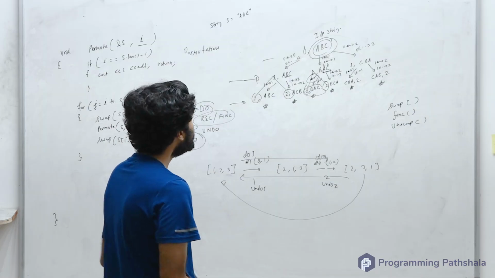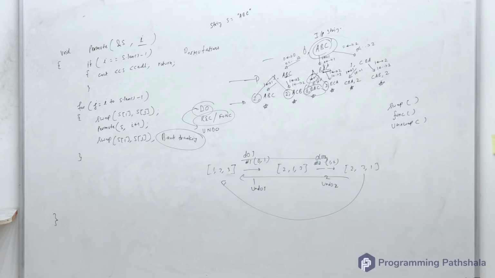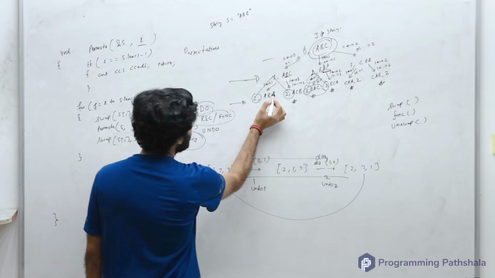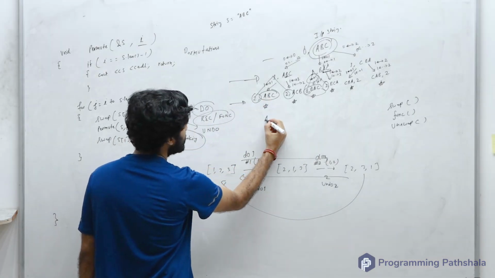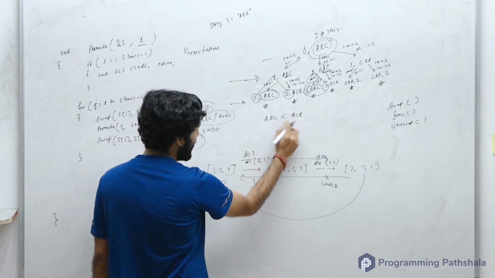Can somebody tell me, am I printing the permutations in a lexicographic way? Are the permutations being printed lexicographically? It is clearly not getting printed lexicographically. Why? Because you have ABC over here. ABC is the first thing that you print, and ABC is smaller than ACB. So I am happy till here.